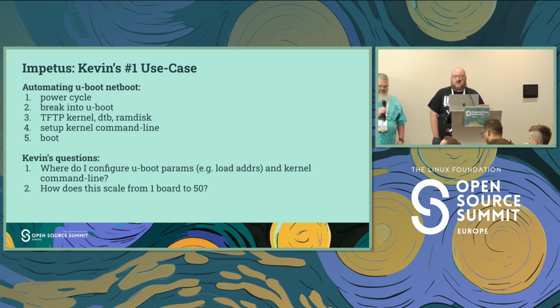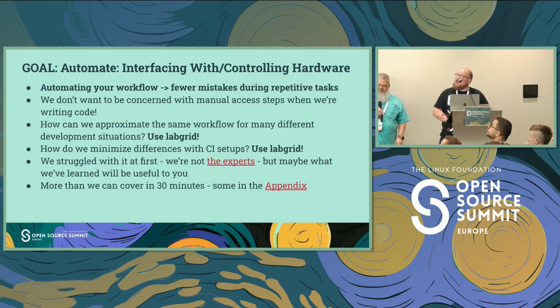Questions being, how do you configure the U-Boot parameters of Labgrid for things like load addresses, and more importantly, how do you scale that up from one board to 50 or 100 or however many you have in your farm? So we're going to cover how we tried to address both of those questions. So the goal of this talk is to show you how to automate interfacing with your hardware.